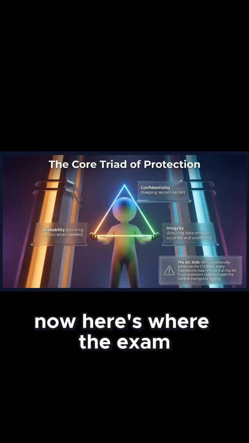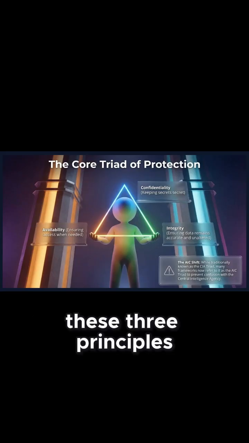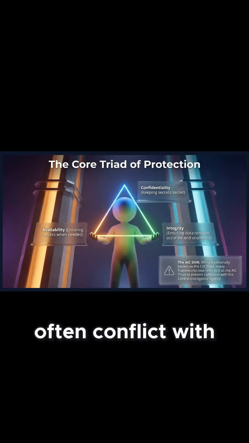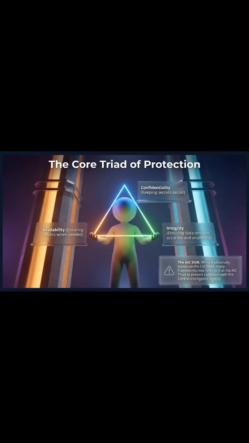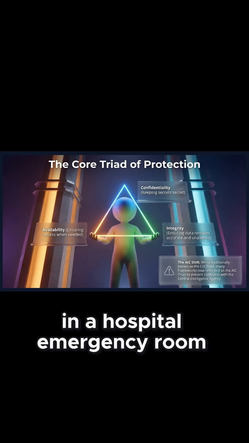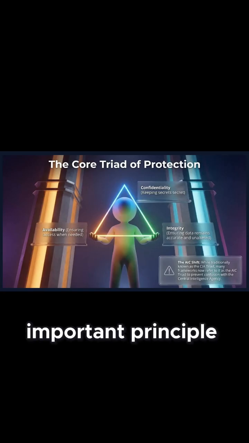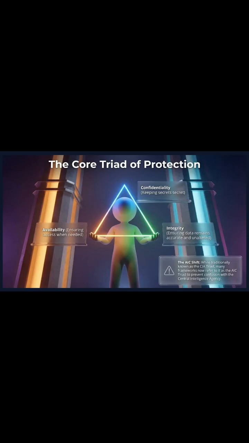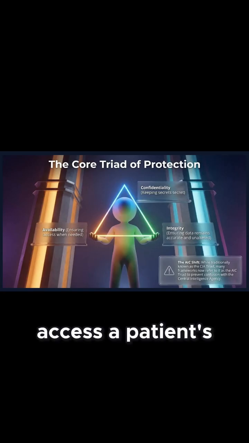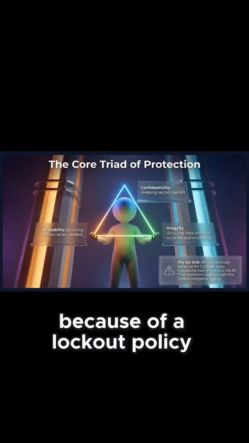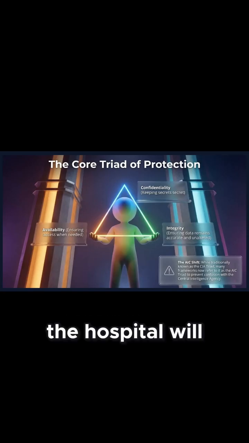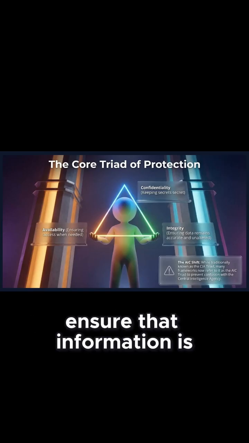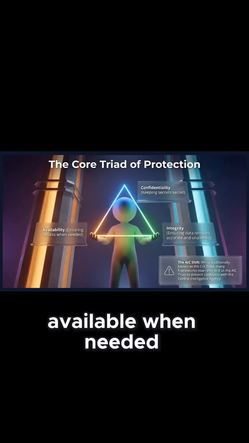Now here's where the exam gets tricky. These three principles often conflict with each other, and you need to know how to prioritize based on context. In a hospital emergency room, what's the most important principle? Availability. If a doctor can't access a patient's allergy list during surgery because of a lockout policy, someone could die. The hospital will accept slightly lower confidentiality or integrity controls to ensure that information is available when needed.